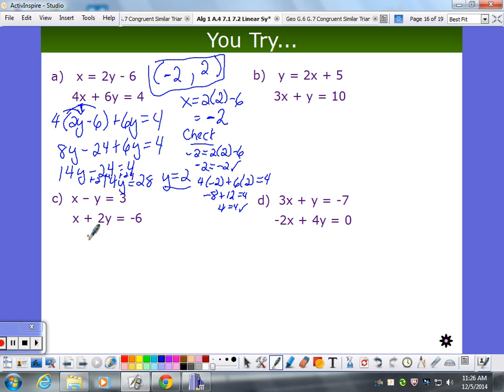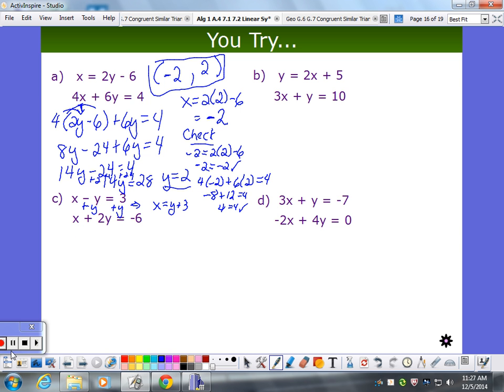Do I have an x equal or a y equal? So you look and you say, what looks easiest to get it to an x equal or a y equal? First one, all I have to do is what, add y? And then I have x equals y plus 3. And now I know whenever I see an x, I'm going to put in a y plus 3 over here.